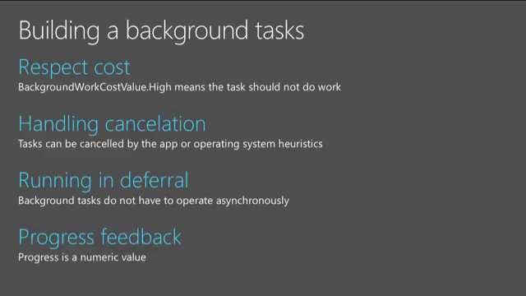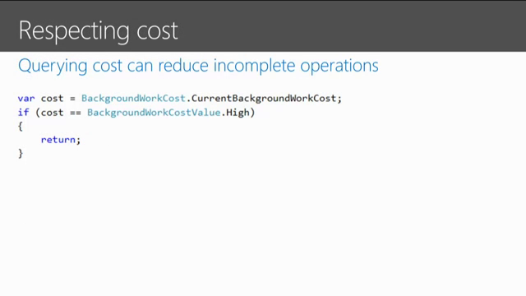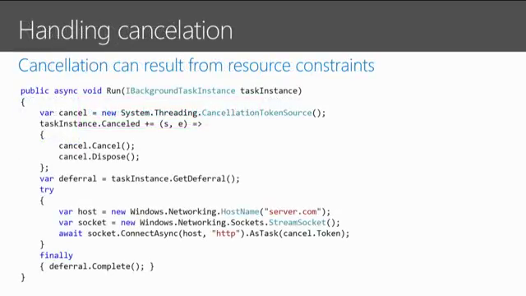Also, we'll be in deferral, so this all has to do with asynchronous as well. And you have the ability to send back, not just to the UI, but really to anything that's listening, whether or not your application, or whether or not your background task is working, so they can see 20% done, 30% done, 40% done. This is what it looks like whenever you're asking for whatever the current cost is. If it happens to be high, that means the cost is extremely high for you to run. You may not even want to run anyway.